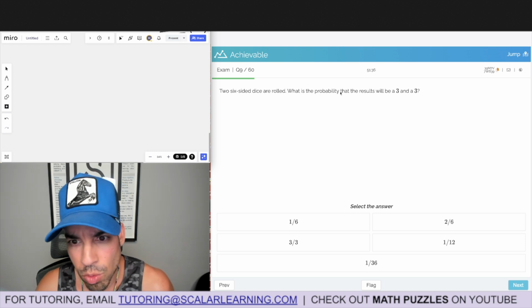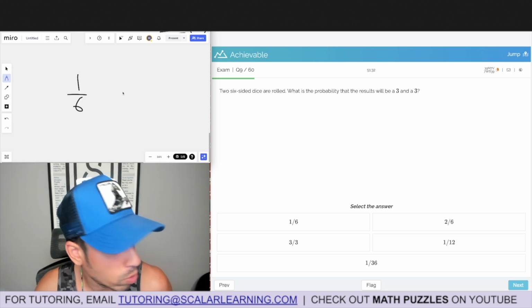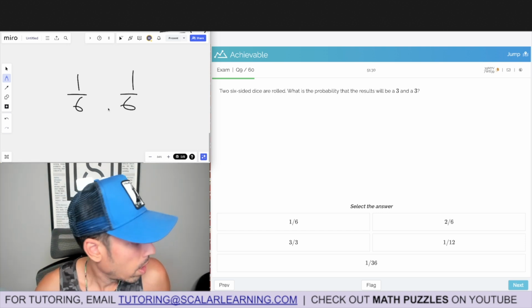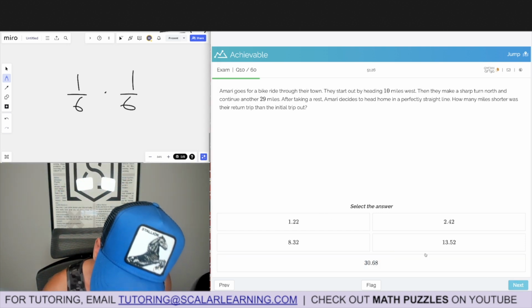Okay, a six-sided die roll. What's the probability of rolling a 3 and a 3? So it's joint probability. The first one is 1/6. The second one is 1/6. And since it's a joint probability, we multiply them. It's 1/36. Boom, done. We're going to move along quickly.